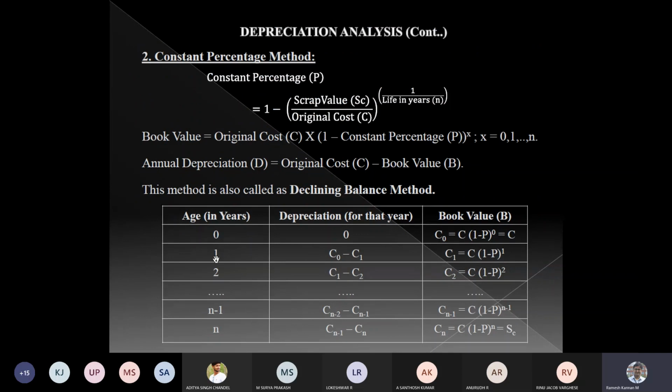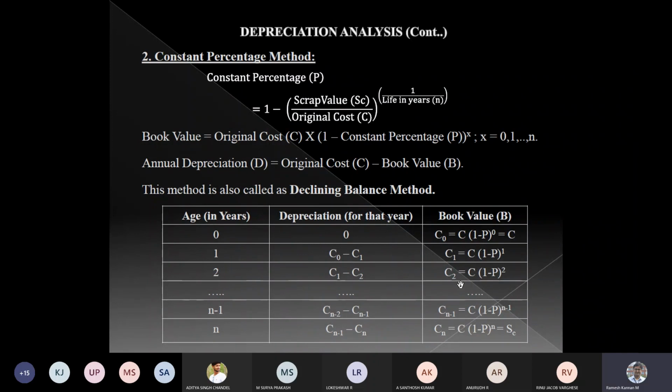But this is 0 to 1, meaning 1 year. Like when you buy a property, this will be at that moment, and after 1 year something like that. We don't find depreciation directly, but instead we will find C1, which is the book value, which is nothing but original cost multiplied by 1 minus P power 1. The reason is that the year is 1, so X is 1. Then we'll find depreciation, which is nothing but the previous year book value minus the current year book value, will be the depreciation for that particular year.